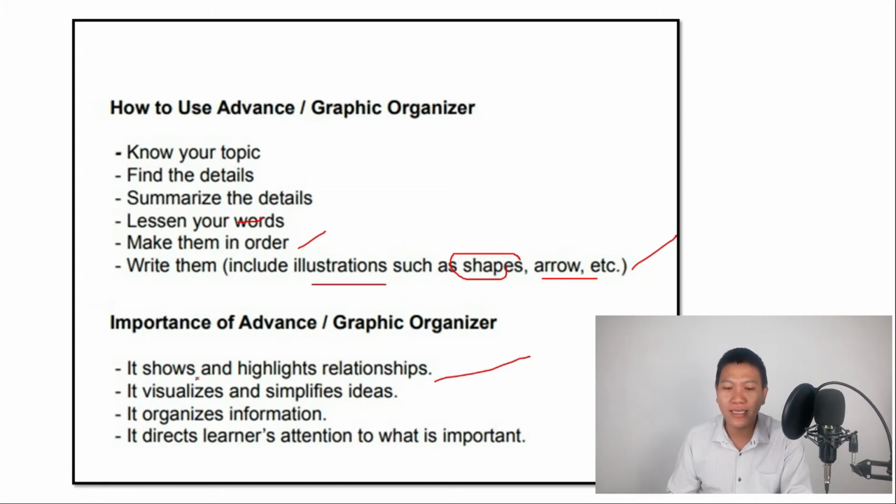It visualizes and simplifies ideas. Some learners are visual learners. They tend to understand more if they see some illustrations, charts, graphs, or images. Third, it organizes information. Just like me, I want things to be organized and orderly. So every time I read something, I make it a point that I use a graphic organizer so that the information I'm reading is organized. And finally, it directs learners' attention to what is important.